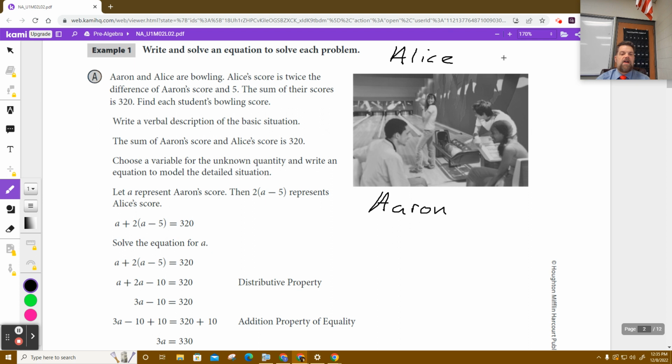What do they tell us about Aaron's score? Do we know anything about Aaron's score? No. So we'll call this X. Or we could call it A because Aaron's name starts with the letter A. But Alice is 2 times the difference between Aaron's score, which is A, and 5. In other words, it's A minus 5. Okay?